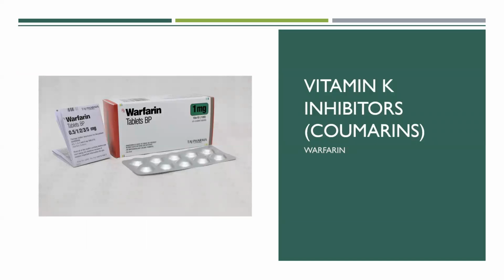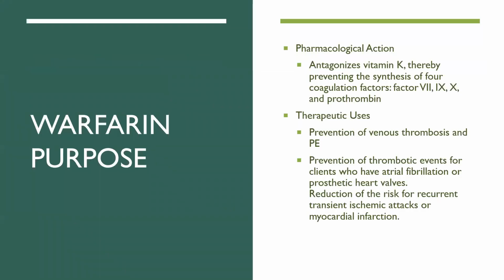The next one we're going to talk about is our vitamin K antagonists, the coumadins or coumarins. This is our warfarin. The pharmacological action, or mechanism of action, is that it antagonizes vitamin K, thereby preventing the synthesis of 4 coagulation factors: factors 7, 9, and 10, and prothrombin. By antagonizing vitamin K, it's stopping these 4 factors from forming.